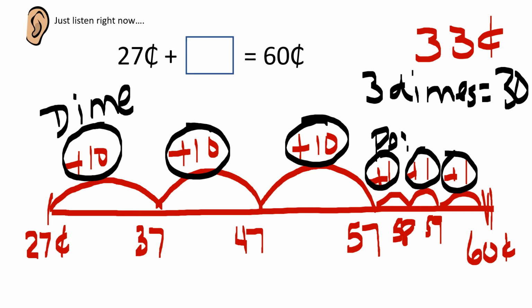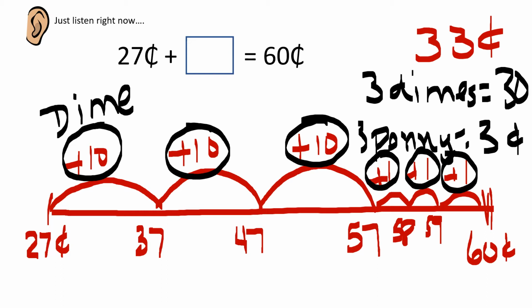And he lost 3 pennies. So 3 pennies would be 3 cents. So he could have lost 3 dimes and 3 pennies for a total of 33 cents.